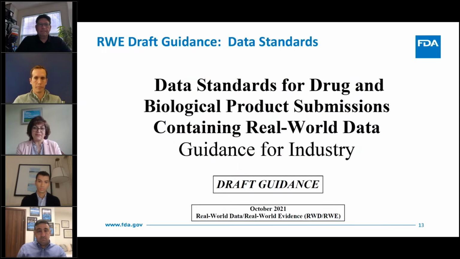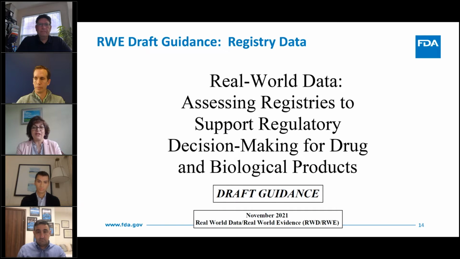Next slide, please. A data standards guidance that we published in October 2021. This guidance focuses on data standards that are needed for drug and biological products when the submission uses real-world data. And that one was published, and we are addressing the comments currently. Next slide, please. Registry data, this is both disease registries and product registries, and how you can use registry data as a source of real-world data to support regulatory decision-making, also for drugs and biological products. This guidance was published in November 2021.